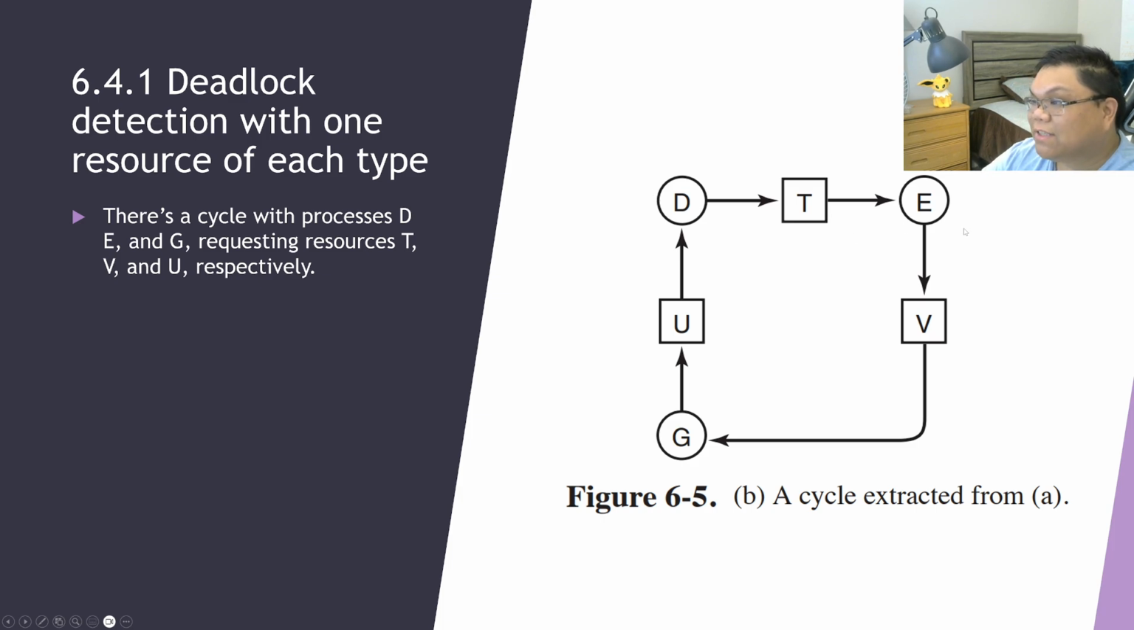So process D wants resource T. Resource T is allocated to process E. Process E wants resource V. Resource V is allocated to process G. Process G wants resource U. Resource U is allocated to process D. It's a loop. We have deadlock.